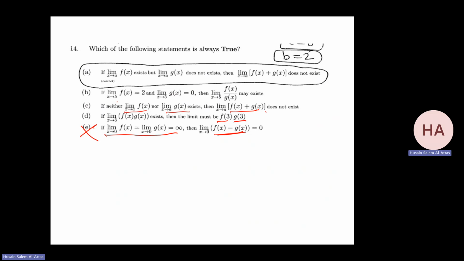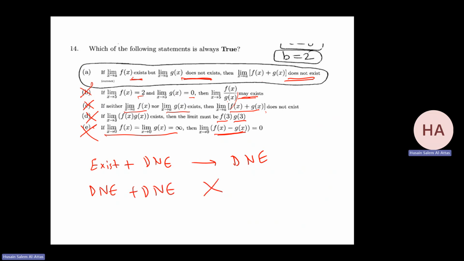If the limit of f of x equals 2 and the limit of g of x equals 0, then what do I have? 2 over 0 may exist? No. It either goes to infinity or minus infinity. It will be in the infinity category. So this is also wrong. So all of these three are wrong. The only one which is correct: if the limit of one exists but the other one does not exist, then the limit of the sum does not exist. So exists plus does not exist means does not exist. But does not exist plus does not exist, no conclusion. We cannot conclude anything.